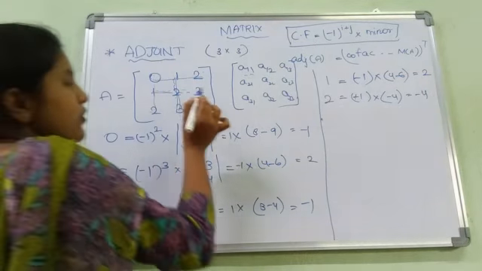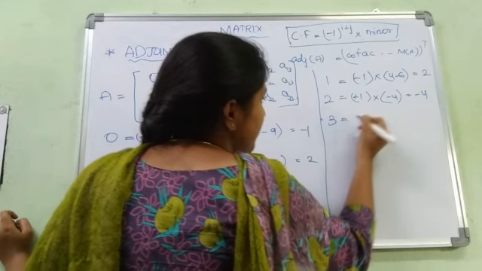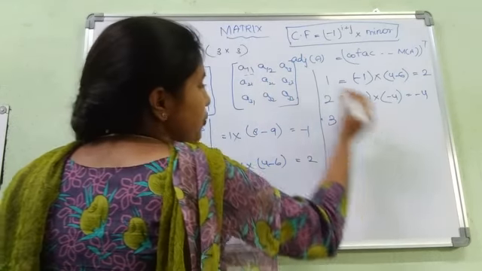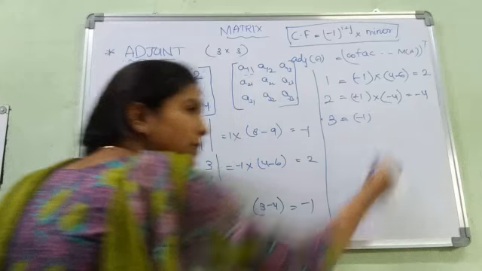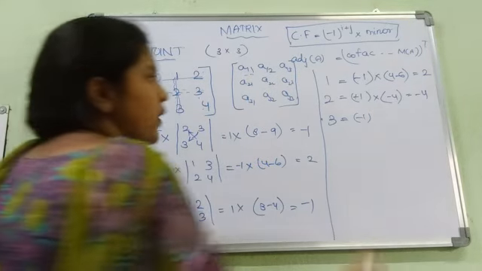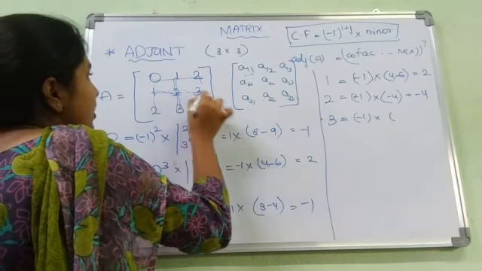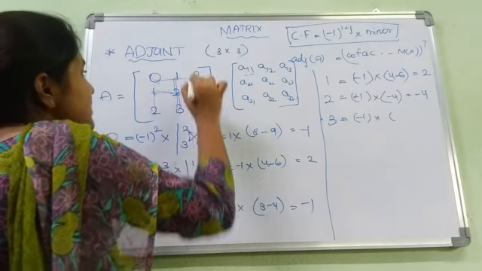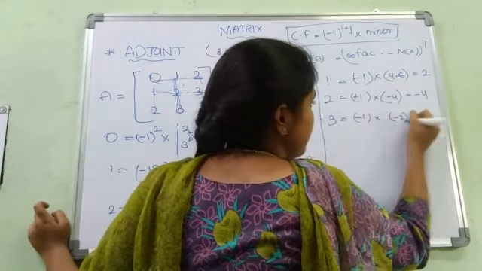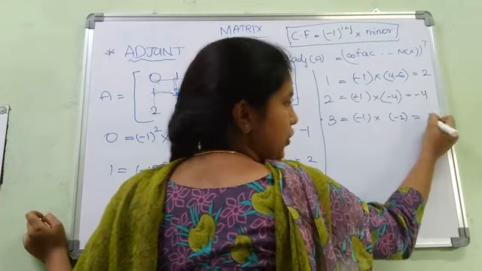After completing 2, next we need to go to 3. -1 to the power of 2 plus 3 is 5, which means -1 to the power of 5, minus 1, into the determinant. As we delete the respective row and column, we will get 0, 1, 2, 3. 0 minus 2, minus 2. So minus 2 into minus 1 is 2.